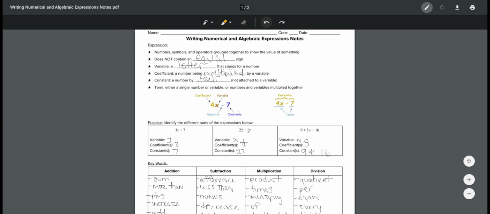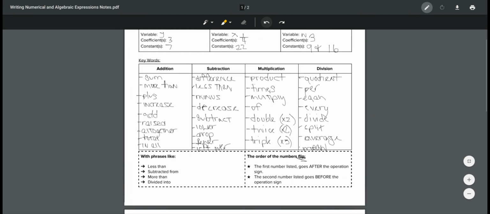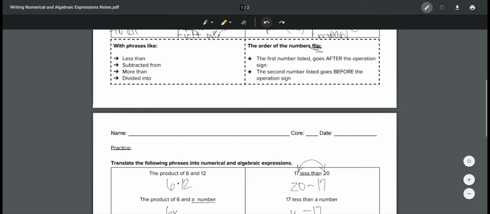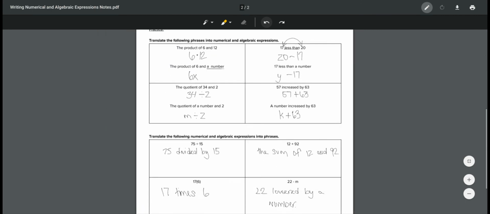So you're going to use these notes later. You got to know what a coefficient, a variable, a constant, and a term are. After that, we talked about different words that tell us to add, subtract, multiply, and divide. And then last thing we did was actually practice writing expressions and phrases.